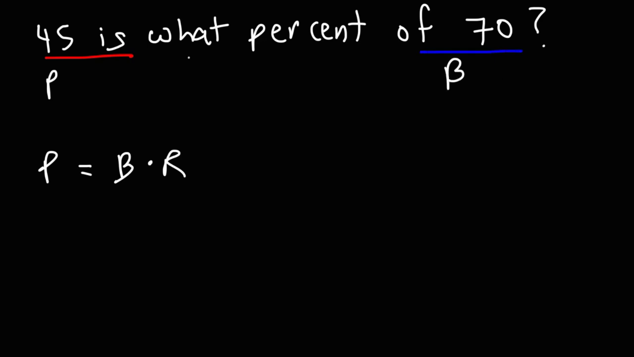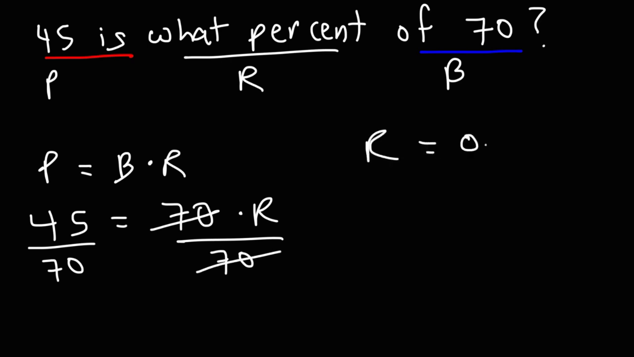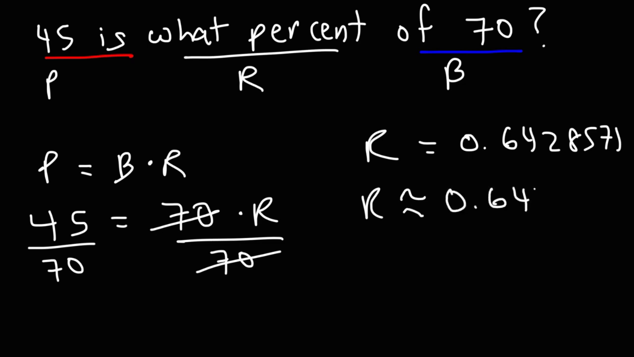The percentage in this formula is associated with R, the rate. So in this example, we want to calculate the value of R. So P is 45, B is 70, and now we need to get R by itself. To do that, let's divide both sides by 70. So R is going to be 45 divided by 70, and we're going to get a decimal. So you should get 0.6428571. And we're going to round it. We're going to say this is approximately 0.643.